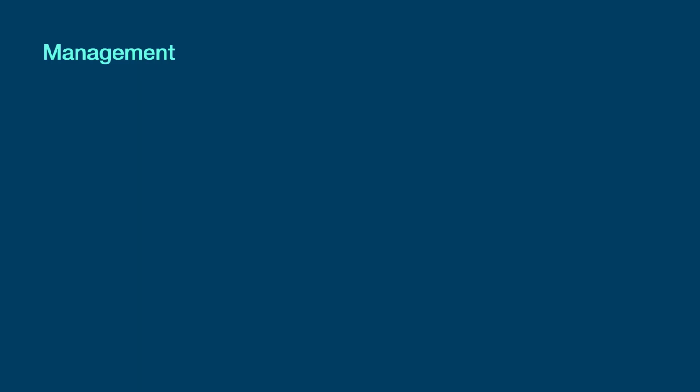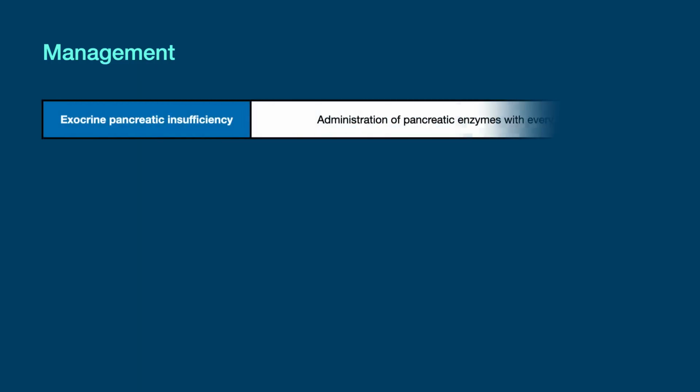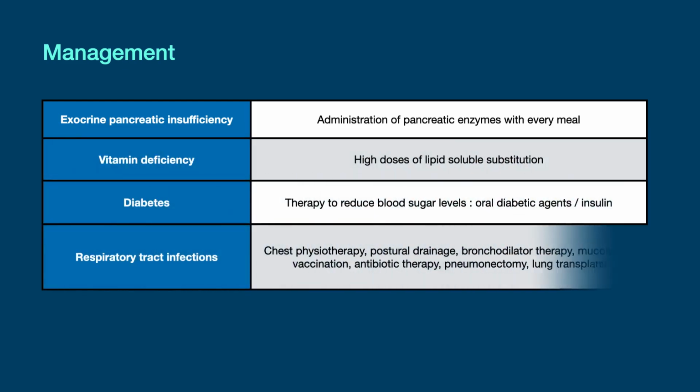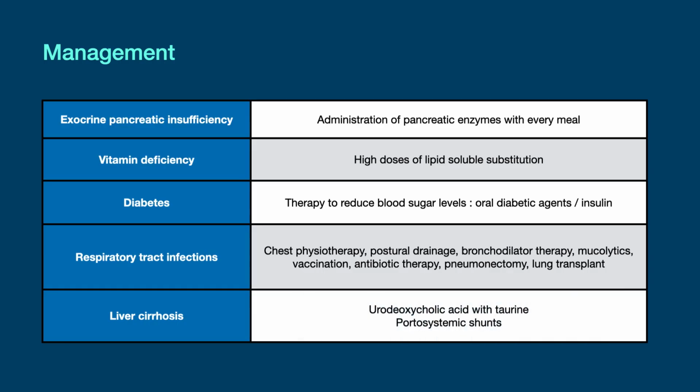Once diagnosed, this condition requires multimodal treatment where possible. This table summarizes the management for the problems faced in this condition. Let's go through them individually. For the exocrine pancreatic insufficiency, administration of pancreatic enzymes with every meal is required. Vitamin deficiencies can be treated with high doses of lipid-soluble substitution. For diabetes, therapy to reduce blood sugar levels with oral diabetic agents or insulin can be advocated.